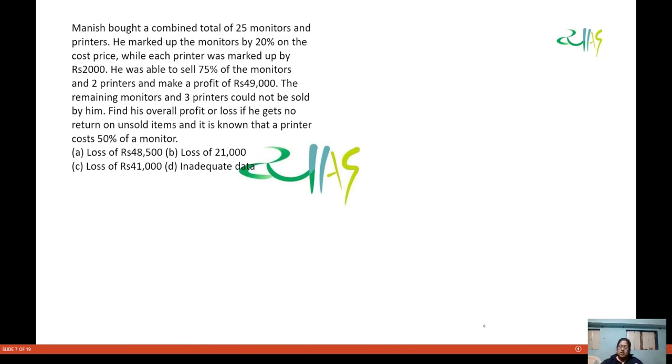Okay, fine. Now look at this question. It is saying Manish bought a combined total of 25 monitors and printers. He marked up the monitors by 20% on the cost price, while each printer was marked up by 2,000 rupees. He was able to sell 75% of the monitors and two printers, and make a profit of rupees 49,000. The remaining monitors and three printers could not be sold by him. Find his overall profit or loss if he gets no return on unsold items, and it is known that a printer costs 50% of a monitor.